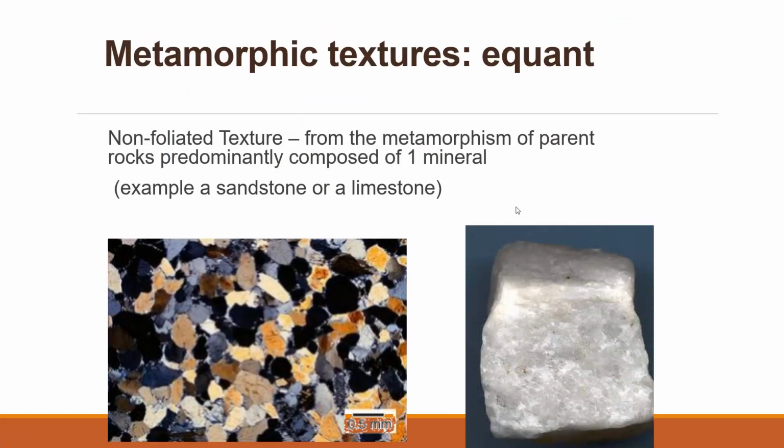If we don't have differential stress, we create a texture that's called equant, meaning that we have the same materials in all directions. So this is a non-foliated texture. This happens if we had the metamorphism of a parent rock that's predominantly composed of one mineral. So sandstone and limestone are the two most common.